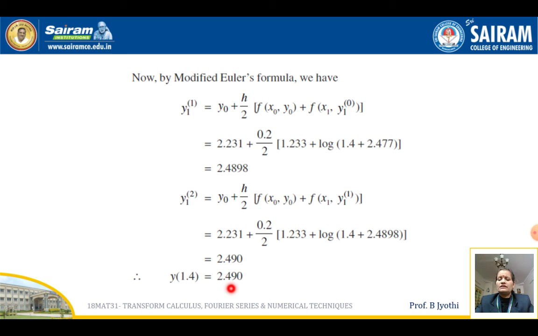So by applying stage 1, we got y of 1.2. By applying stage 2, we got y of 1.4. So in the modified Euler's formula, we will be asked to find out the answer with the two stages. So two stage problems have to be learnt.